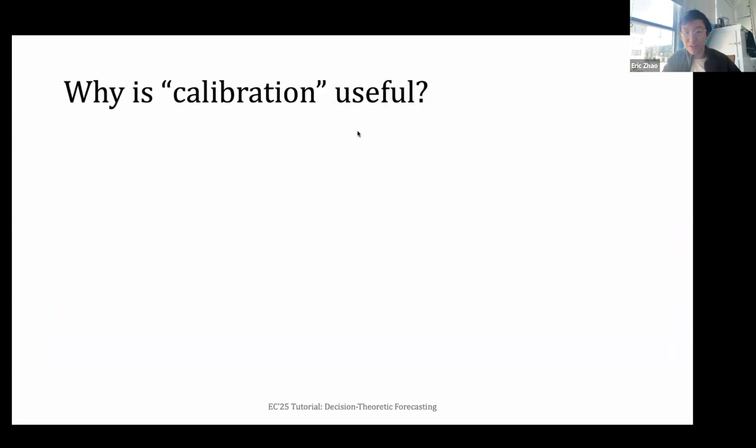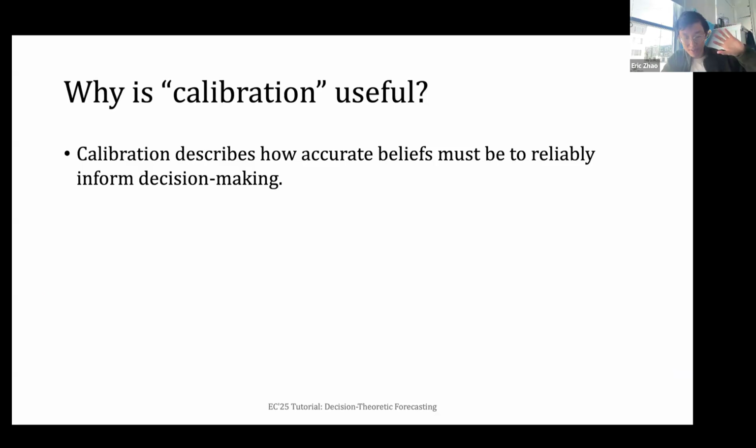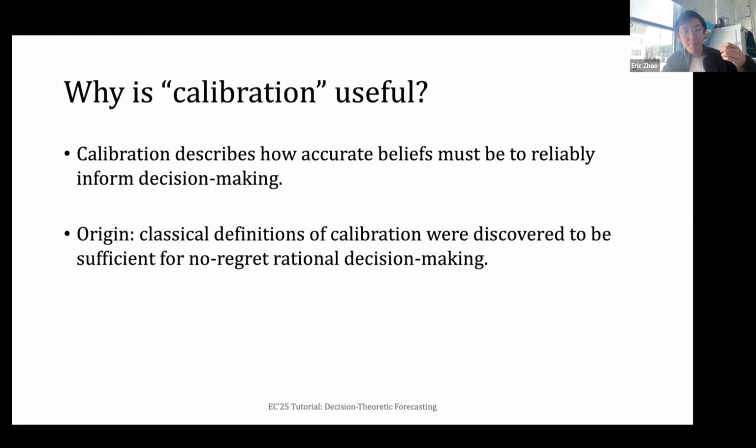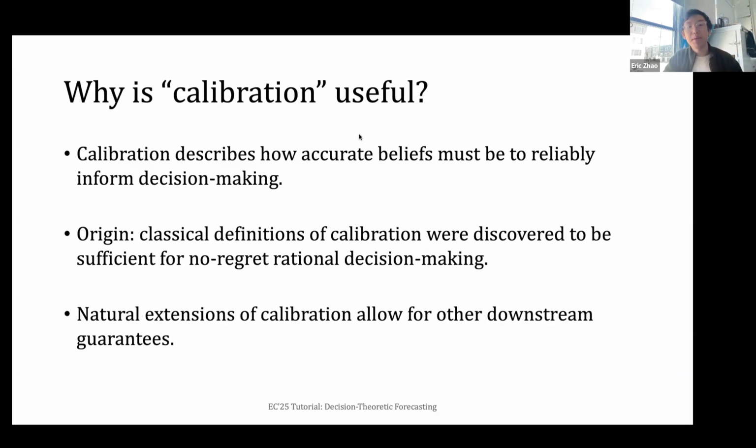So just briefly recapping, calibration describes how accurate your beliefs need to be. Originally, we looked at it just for level sets, and that was really powerful because it turns out to be equivalent to allowing for downstream no regret decision making. But there are a lot of more recent extensions that give us an entire zoo of really cool guarantees.